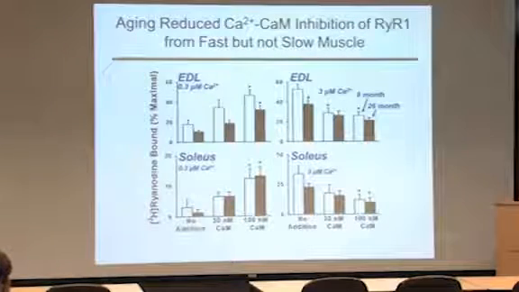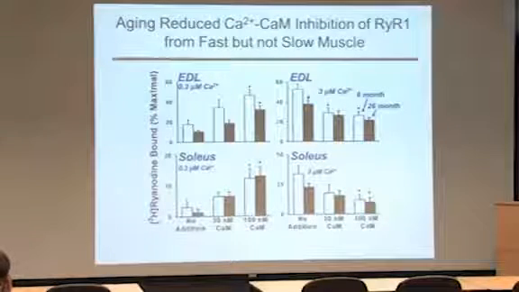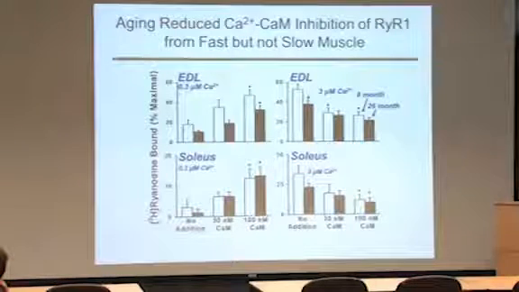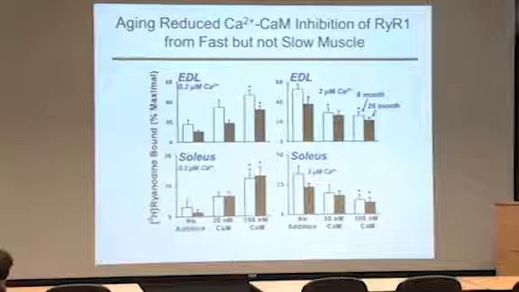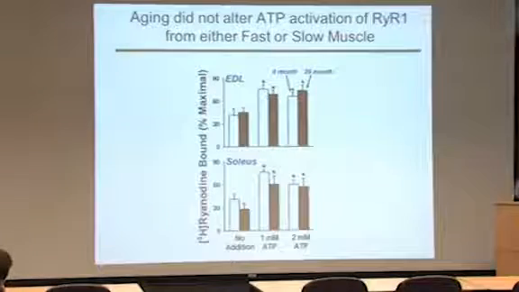With increasing concentrations of calmodulin, we see inhibition of the ryanodine binding to the old channels and the young channels, but this reduction with the old channels is not significant. But there is a reduction in ryanodine binding to SR from the slow muscle. So it seems that calmodulin and calcium regulation of old ryanodine receptors is impaired, but it only happens in fast muscle. It's kind of consistent with the observation that fast muscle is more affected by aging than slow muscle. I'll skip the ATP, there was no difference there.